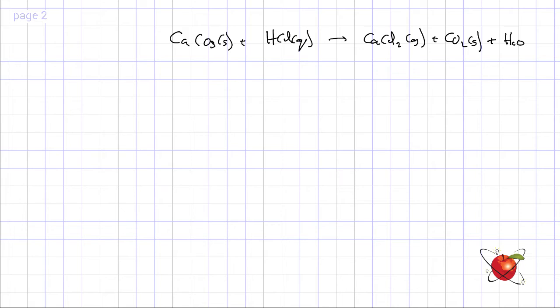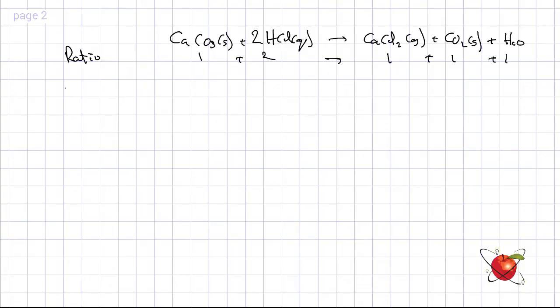And we balance it. They've told us how to. We just put a 2 over there. So now we say, what is our ratio? It is 1 plus 2 goes to 1 plus 1 plus 1. So now, at the end of the reaction, we collect the CO2 and find that at STP it occupies a volume of 1.15 liters. So we collect the CO2. This is going to be our given, isn't it?